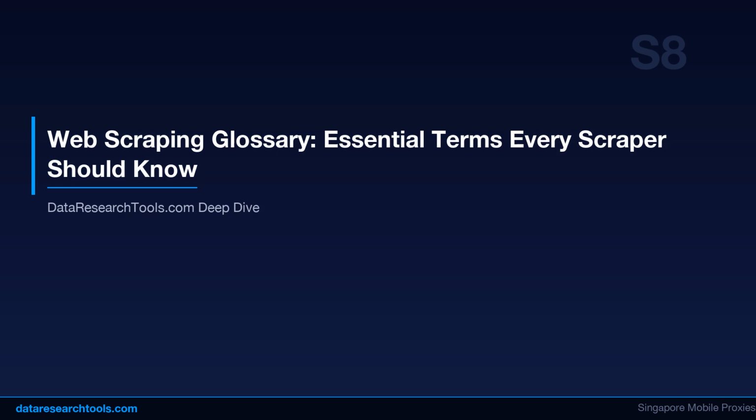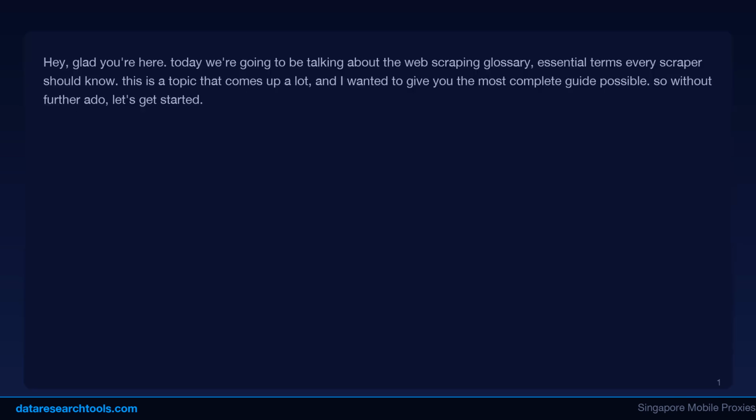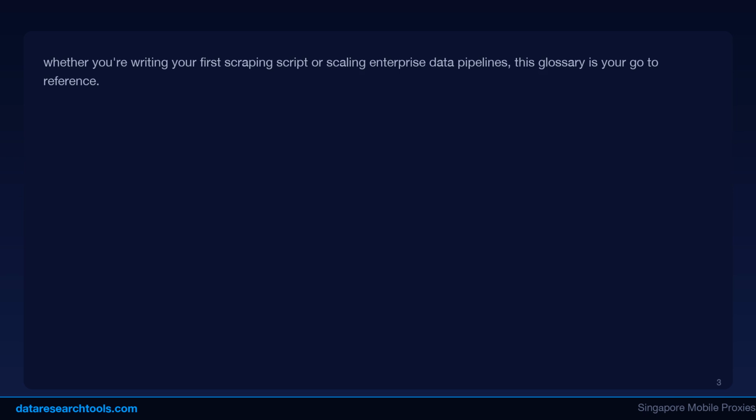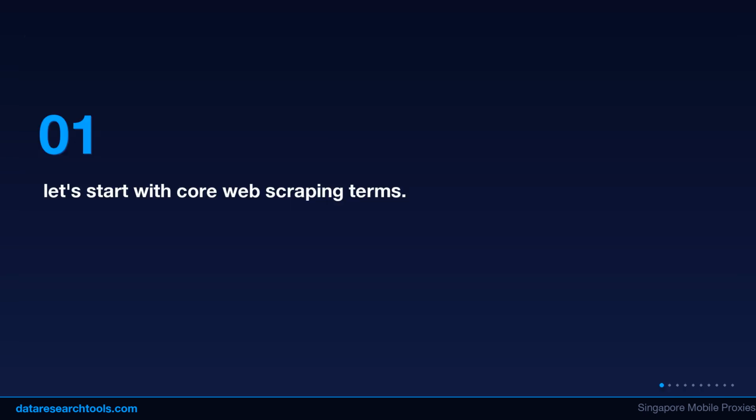This is a topic that comes up a lot, and I wanted to give you the most complete guide possible. So without further ado, let's get started. This glossary covers the essential terminology you need to understand when building scrapers, collecting data, and navigating the technical landscape of automated data extraction, from basic concepts like parsing and crawling to advanced techniques like headless browser automation. Every term is clearly defined with practical context. Whether you're writing your first scraping script or scaling enterprise data pipelines, this glossary is your go-to reference.